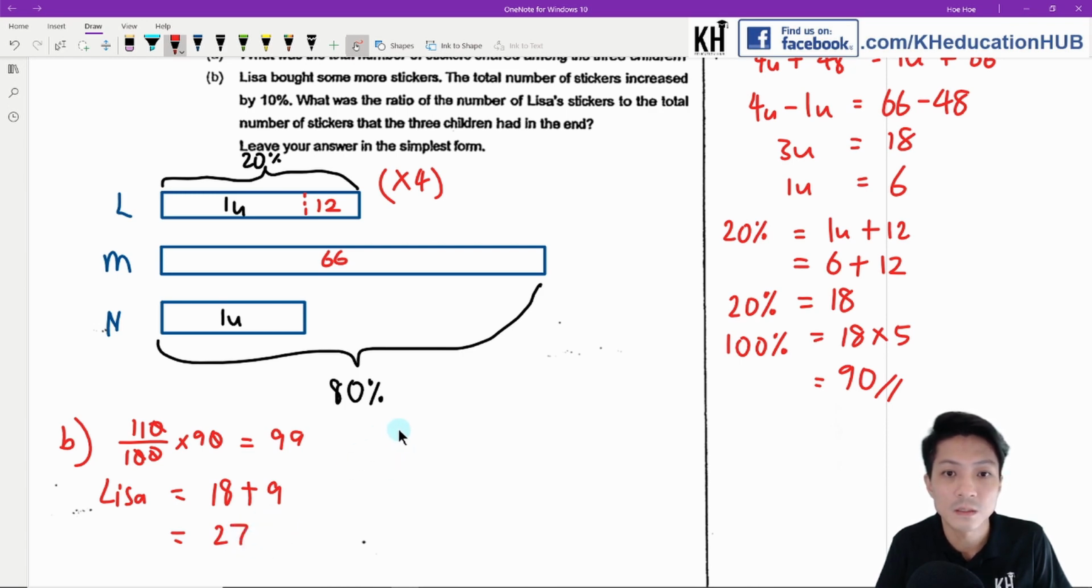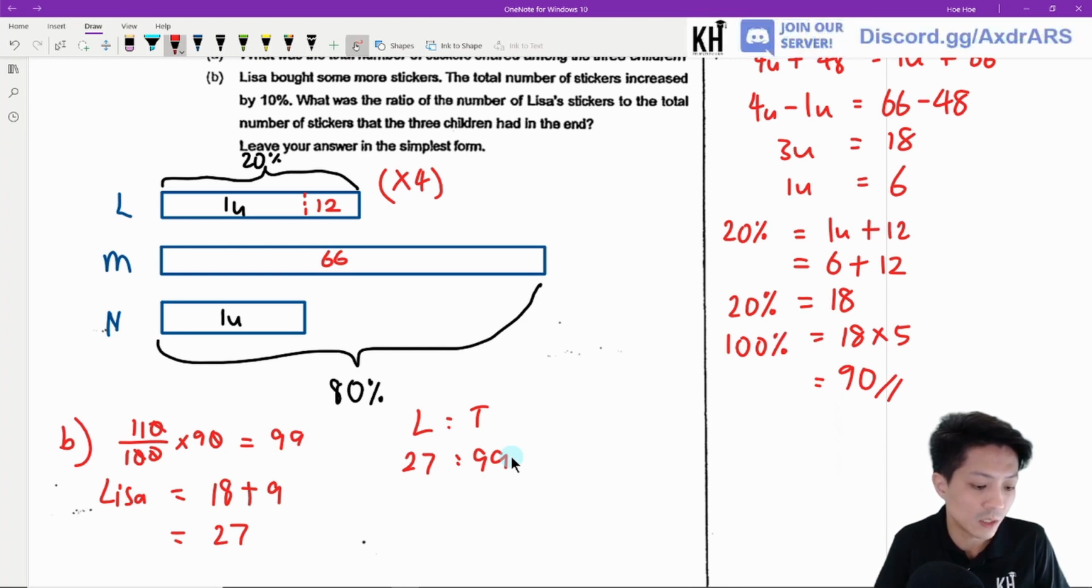So to find the ratio of Lisa's stickers to the total number of stickers that the 3 children had in the end, okay, it will be 27 is to 99. Try to change it to the simplest form. It is 3 is to 11.